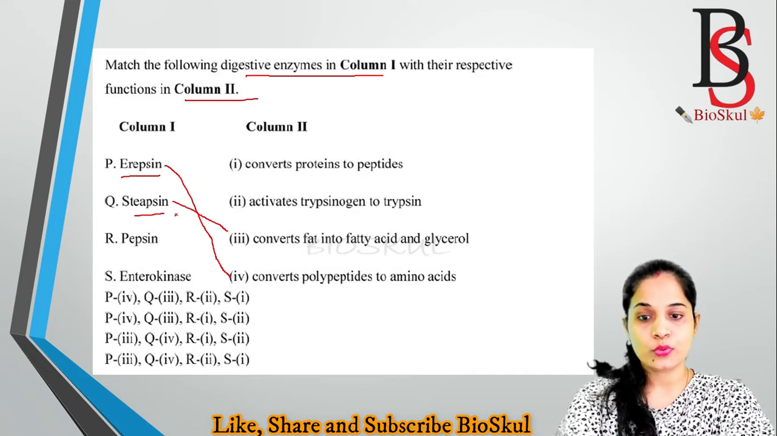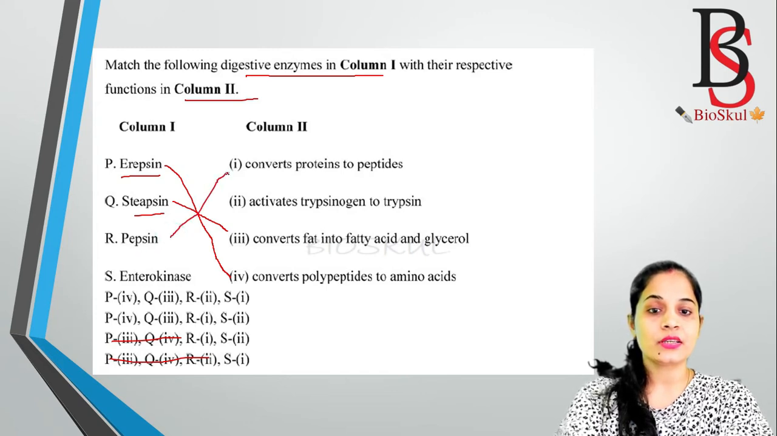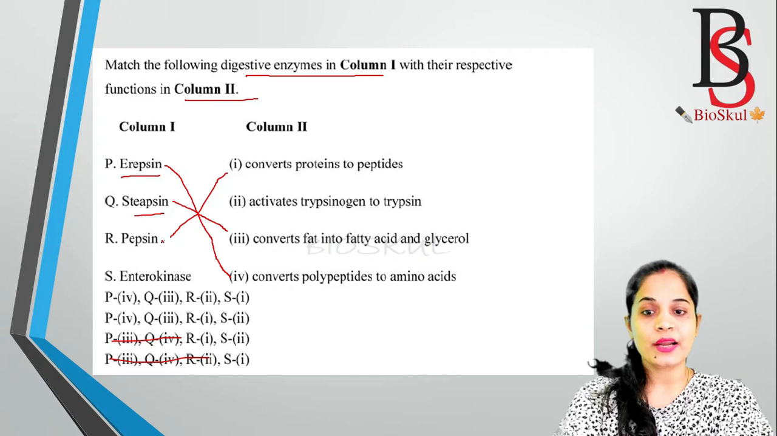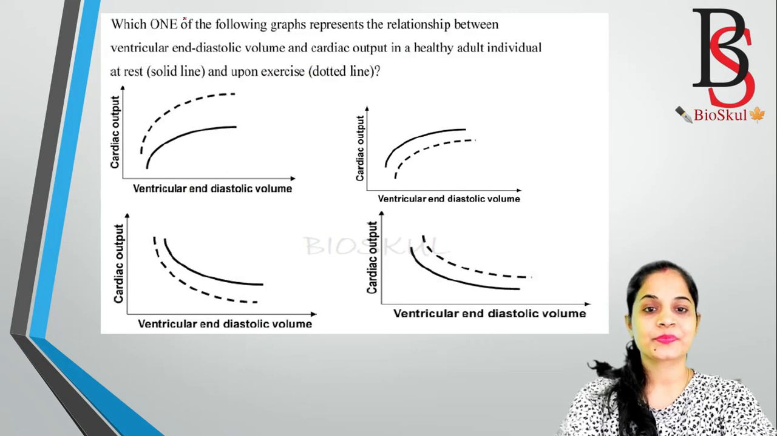So P is 4 and Q is 3. So let's eliminate these two options. The correct answer will be either 1 or 2. Pepsin, what is the function? It converts proteins to peptides. So R is 1. So the correct answer will be option 2. Enterokinase activates the inactive trypsinogen into trypsin. So S will be 2. The correct answer is option 2.